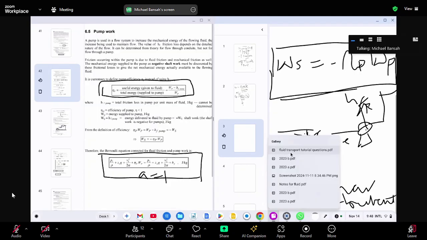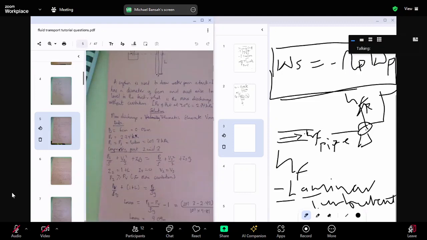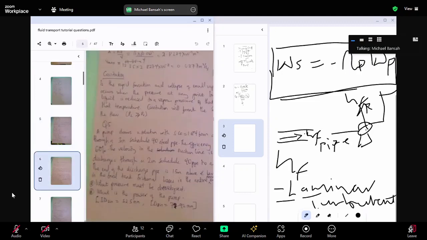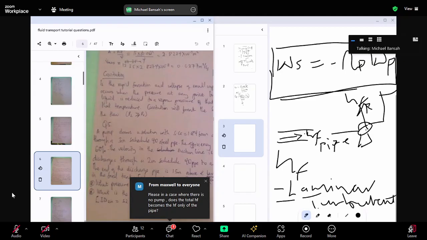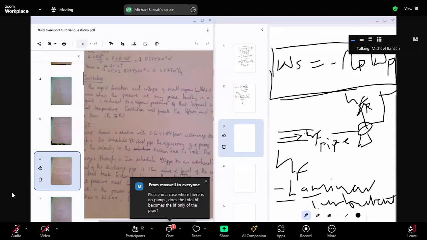I think it's something similar. This one is so that you'll be okay with how to go about the Bernoulli. And it also involves the pump we just studied. So having the two, I think you'll be good to go.